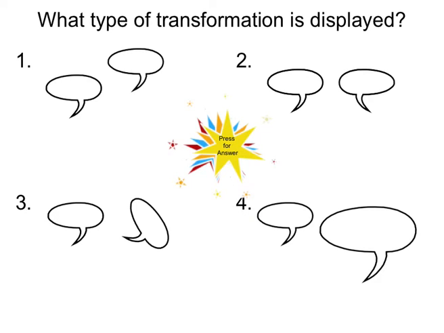Here's a little bit more practice before the quiz, which will be on Wednesday. The first thing that I want you to do is identify the transformation that is displayed in numbers 1 through 4. Press pause on your video player, and then when you're ready, press play for the answers.